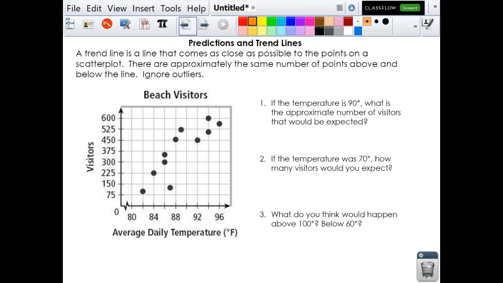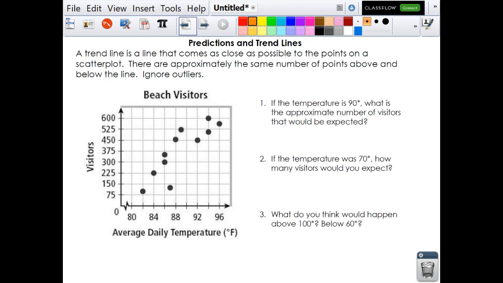Okay, so now we're going to look at using scatter plots and trend lines to make predictions. A trend line is a line that comes as close as possible to the points on a scatter plot. There's approximately the same number of points above and below the line, and we're going to ignore outliers. So when we're drawing a trend line, if there's an outlier, we're going to act like that outlier doesn't exist because it's going to mess up our line.